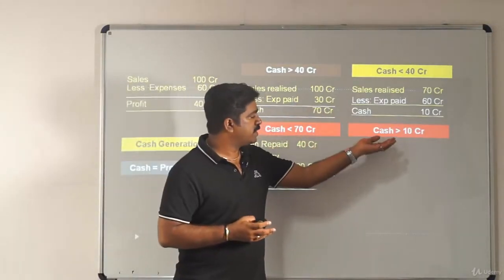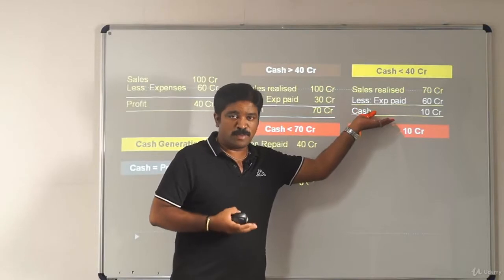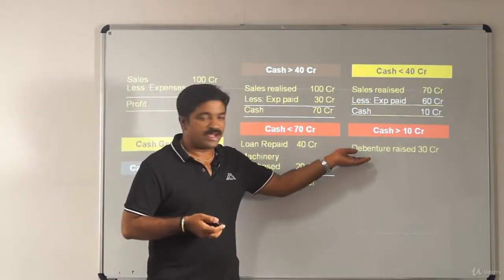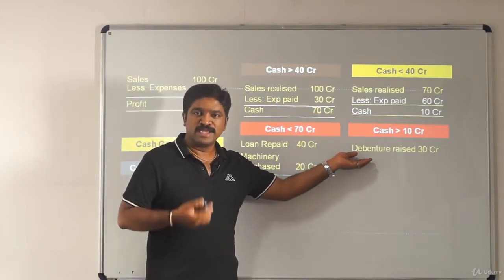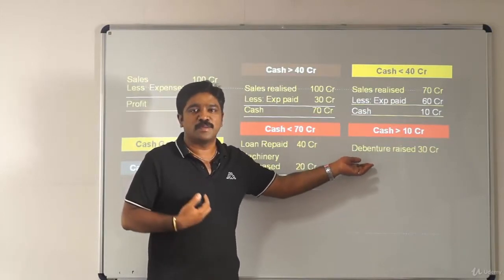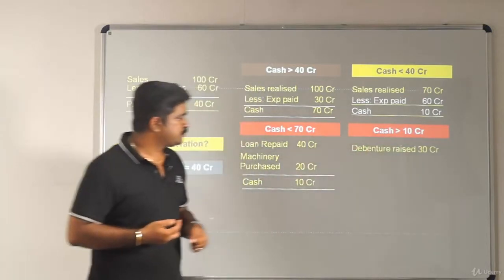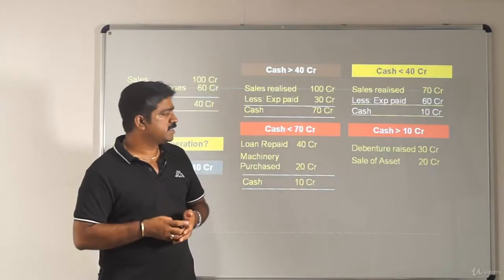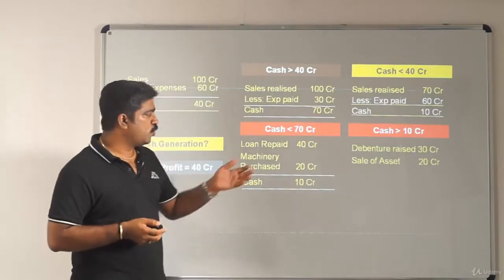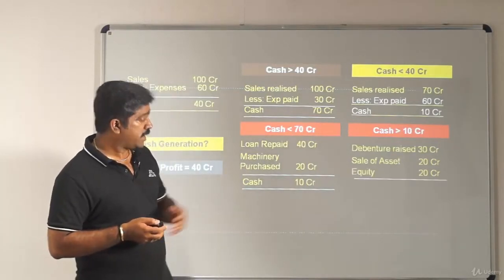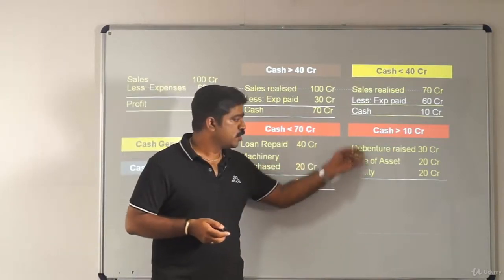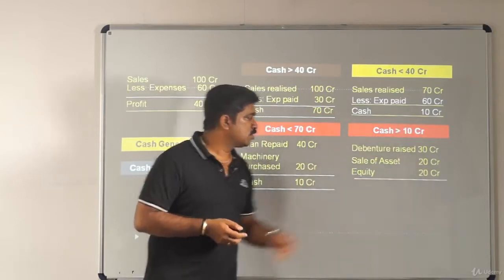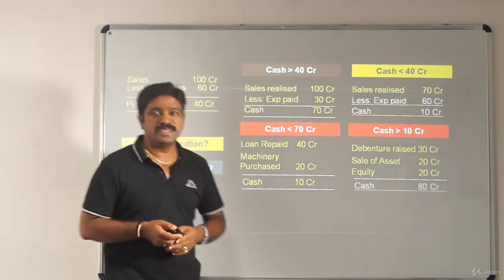And here we can have examples where the cash balance can go above 10 crore. Maybe if a company raises funds by way of debenture, money is coming in. It is not coming in through income, it is rather coming in through liability. It's 30. And say they are selling an asset and raising 20 crore. They're also raising equity of 20 crore. So 20, 20, 30, that is 70. Already they have a cash of 10. So what is the total position now? 80 crore.